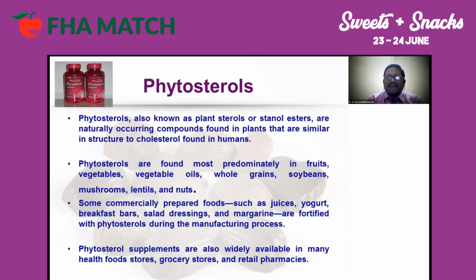These phytosterols are also known as plant sterols, and they occur naturally in plants. If you see the structure of phytosterols, they are similar to cholesterol found in human beings. The majority of phytosterols come from natural sources like fruits, vegetables, whole cereals, nuts and seed oils, bran oil, mushrooms, lentils, soya beans, pulses and legumes.